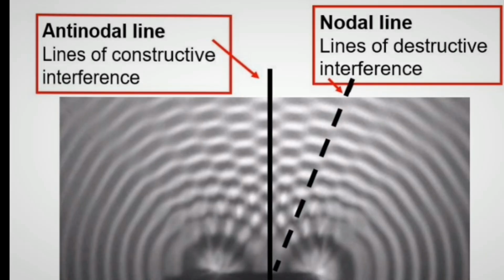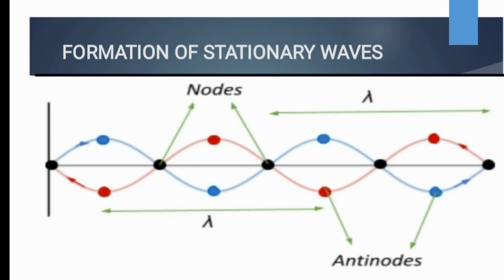Can you check this diagram? Look at the nodes where they are, and look at the antinodes. One complete wavelength is one complete crest and trough. That is one complete node and antinode. So two successive antinodes or two successive nodes, when they combine, cover a wavelength.